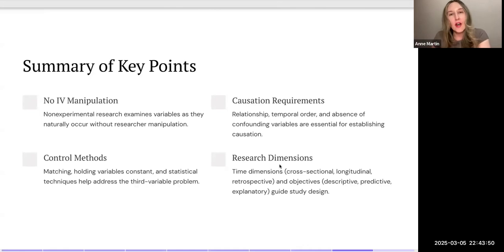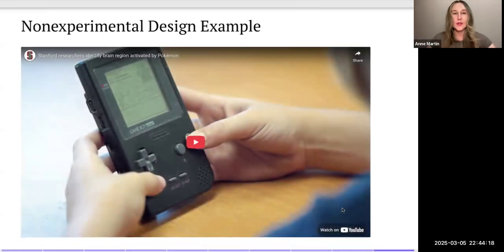And then keep in mind the dimensions, both the time dimensions, cross-sectional, longitudinal, or retrospective, and then the overall study objectives or study purposes, descriptive, predictive, or explanatory. So what are your ideas and your thoughts and examples of research questions that would be best served with non-experimental research? And I wanted to leave you with an example of non-experimental research.